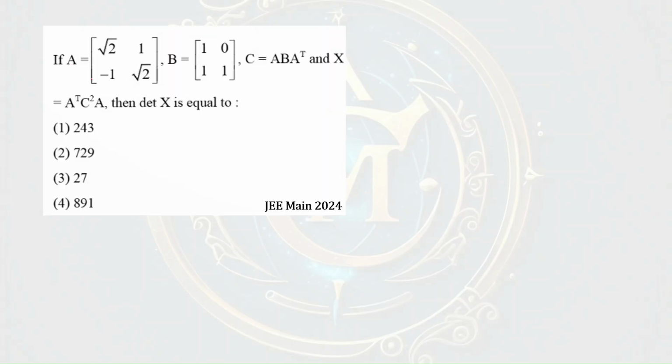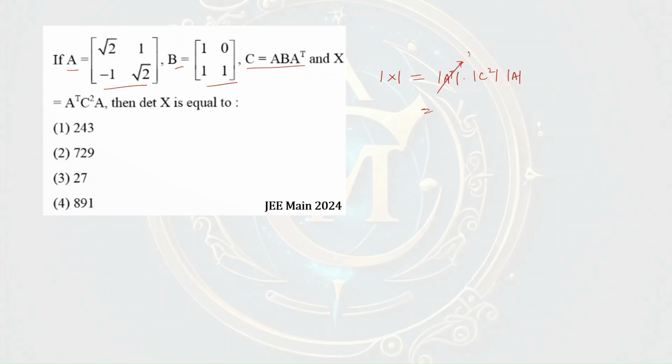Now here is also a question of determinant. Let us solve this. So here A is this matrix, B is this, C is A, B, A transpose, and X is this. Then determinant of X is asked. So from the property of determinant, we can say if we take determinant of this matrix, it becomes determinant of A transpose times determinant of C square times determinant of A.